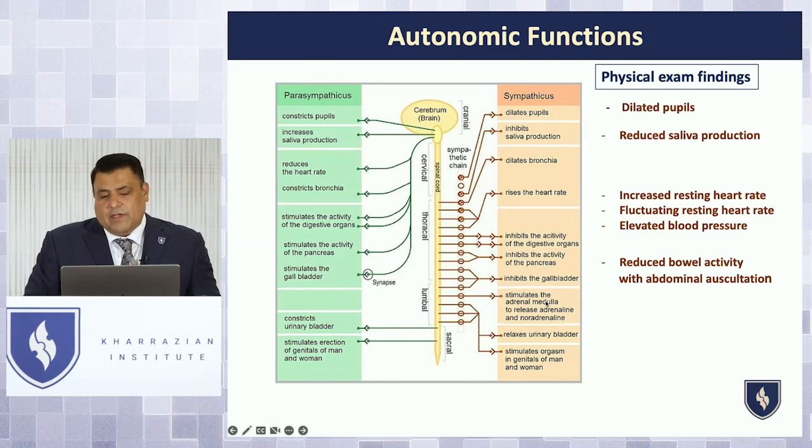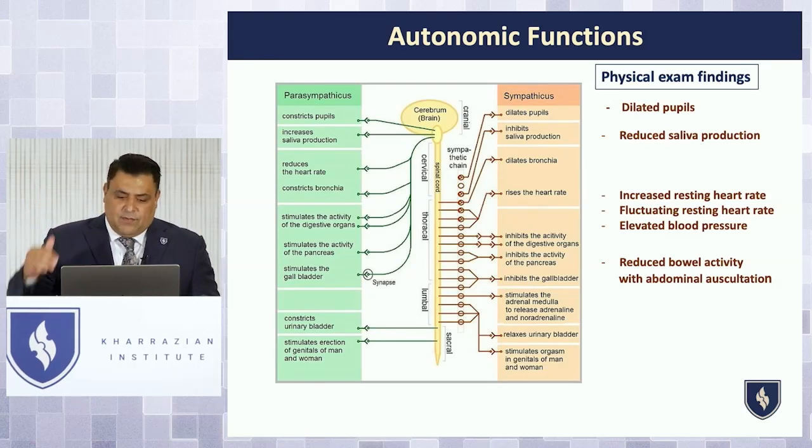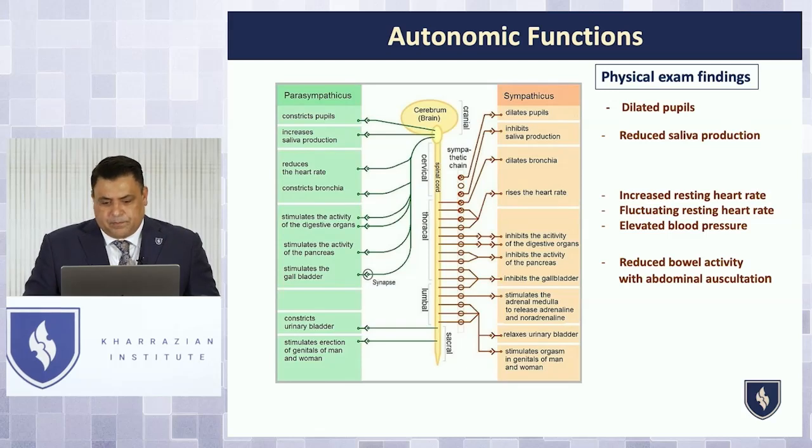Now in a physical exam, when we get to physical exam, we really want to see, especially with our patients that have anxiety, are they in a full-blown sympathetic response? Do they have dilated pupils? Do they have reduced saliva production? When we look at their mouth and shine a light in there, we should see a wet mouth. If their mouth is really dry, then we know they're not activating the parasympathetic. Their sympathetic tone may be too high.